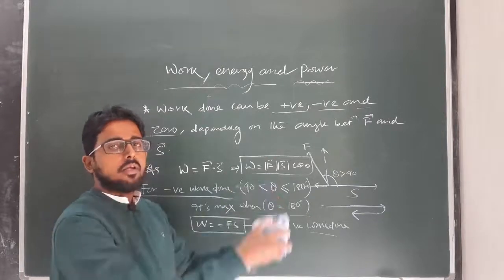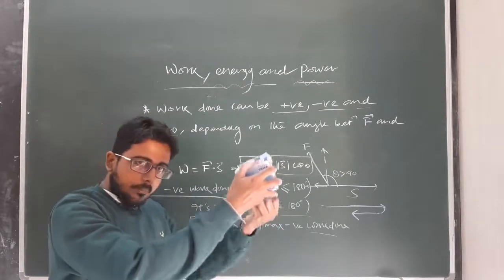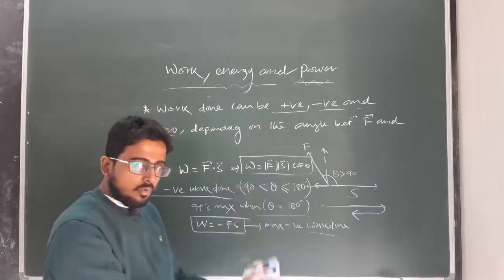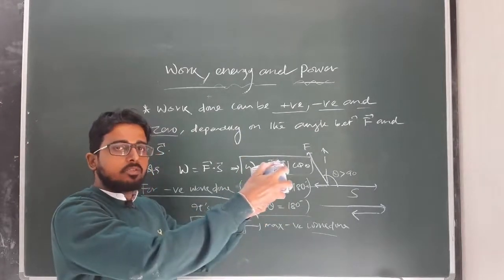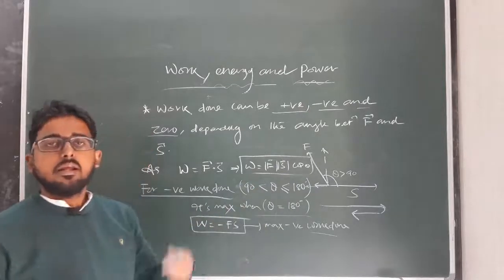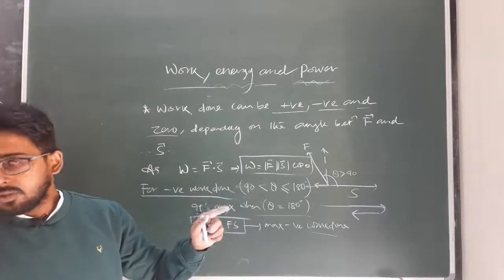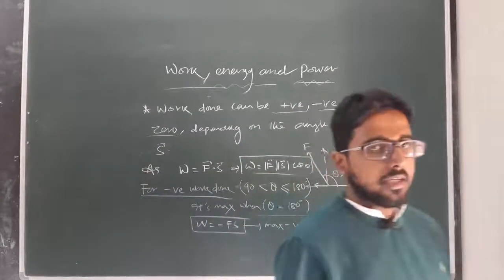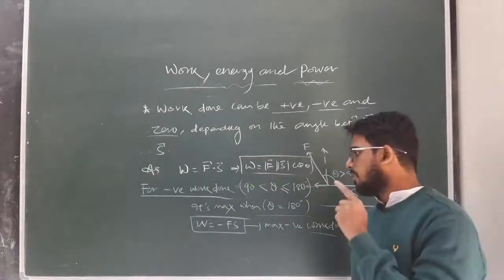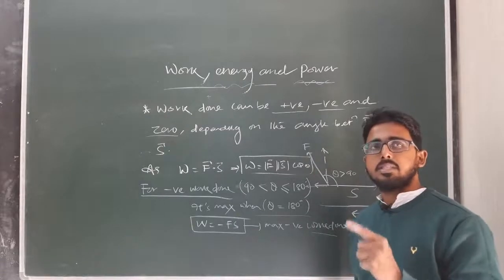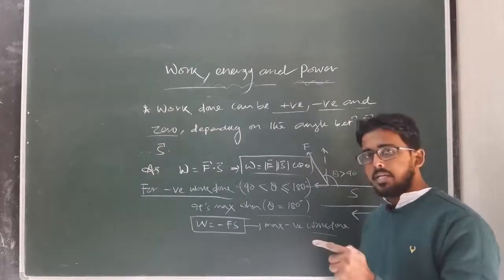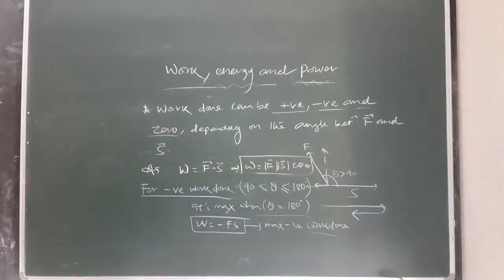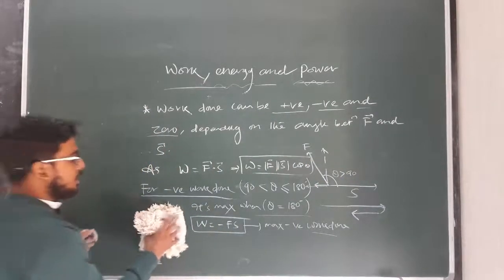So the work done will be positive, but the work done by the gravitational force with which the earth attracts this body is downward, but the body is lifting upward, so the work done by the gravitational force will be negative. So when applied force and displacement are in the same direction, the work done will be positive and the maximum value is Fs, and when the applied force and displacement are in opposite direction, the work done will be negative and the maximum value is minus Fs, and you have to give some examples if asked in your examination.